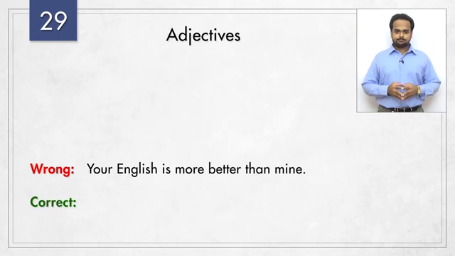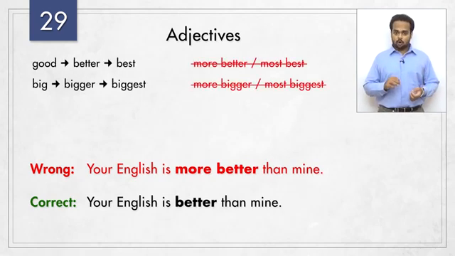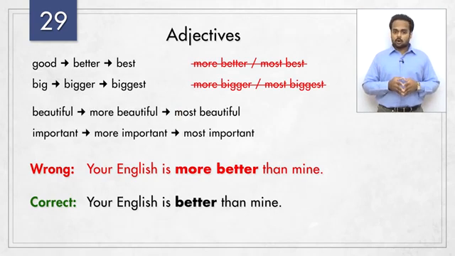Here's number 29. Your English is more better than mine. The correction is, your English is better than mine. The word better is the comparative form of good. It already means more good, so don't say more better, more bigger, etc. Now, some adjectives like beautiful or important don't have these ER comparative forms, so you would say more beautiful or more important. It's a good idea for you to memorize the correct comparative and superlative forms of common adjectives.